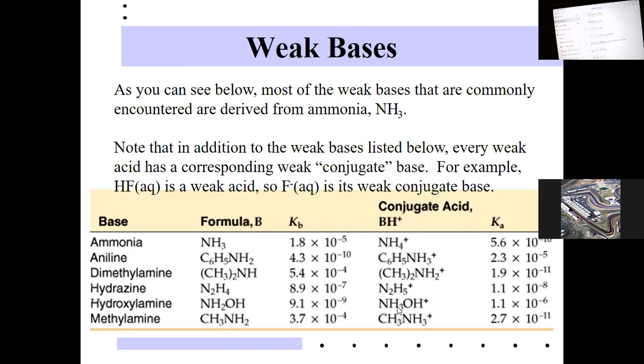Bases accept hydrogen ions, so if you just add a hydrogen ion to each of those bases, you get these acids. These are their conjugate acids. And then it tells us the Ka value for each of those conjugate acids. So when you're looking up a Kb value, be sure you're picking the numbers from the Kb list, not the numbers from a Ka list.